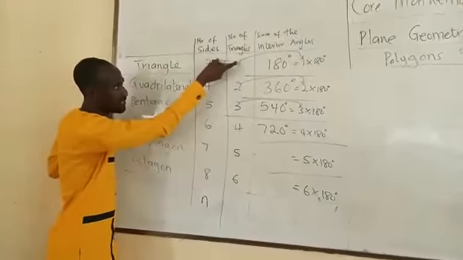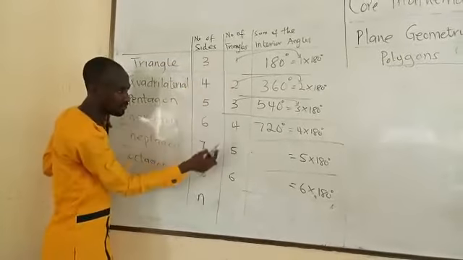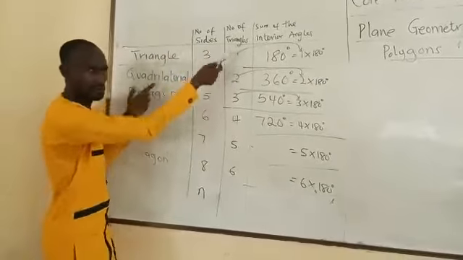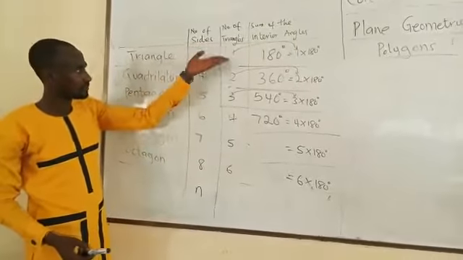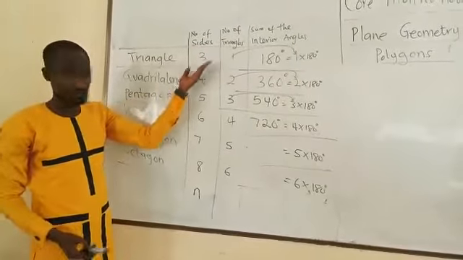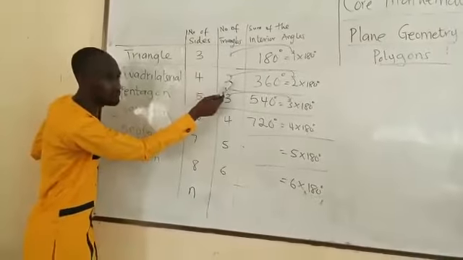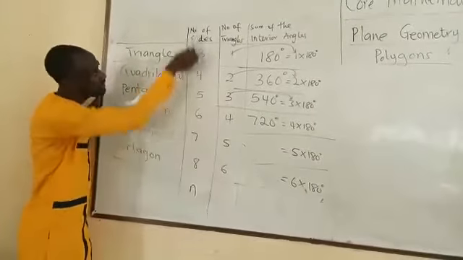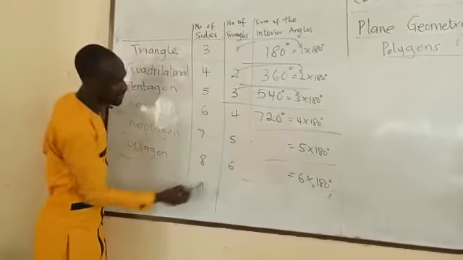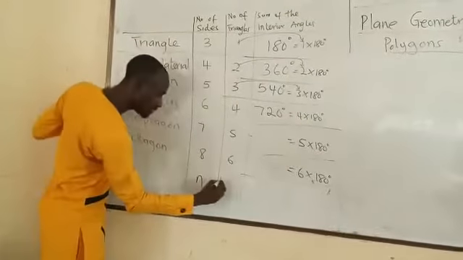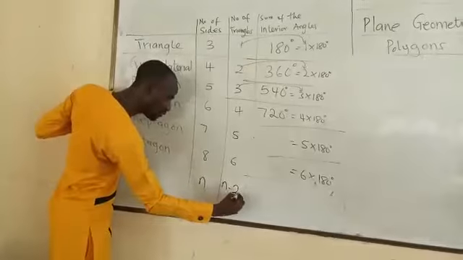Whatever I say is happening here, the same thing should run through. So 3, what will you do to 3 to get 1? We agree I have to subtract 2. So let's check whether it's correct. 4 minus 2 is 2. 5 minus 2 is 3. So if the number of sides is n, then how many triangles am I going to get? It's going to be n minus 2.